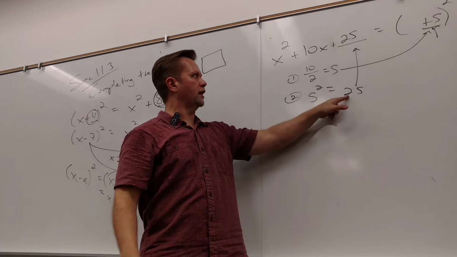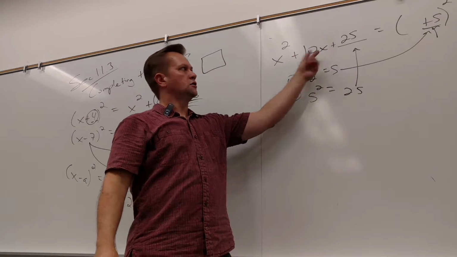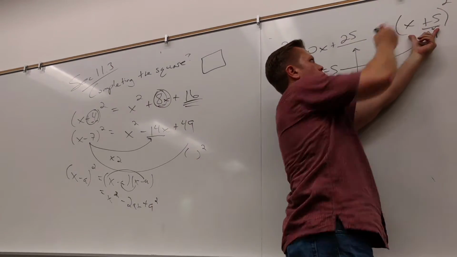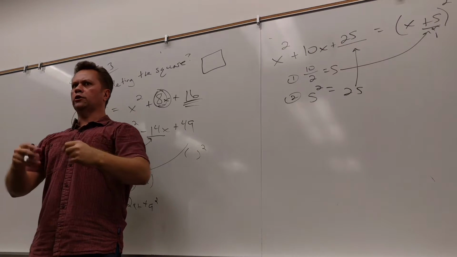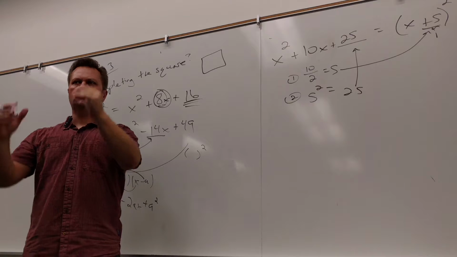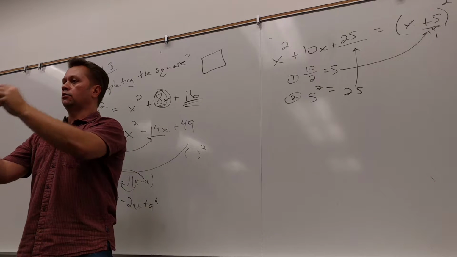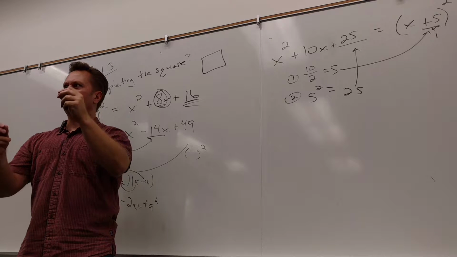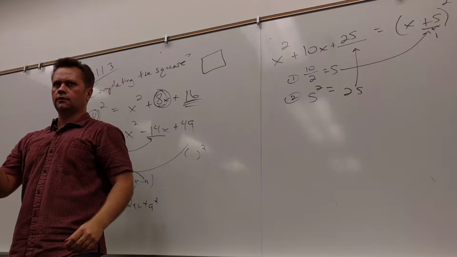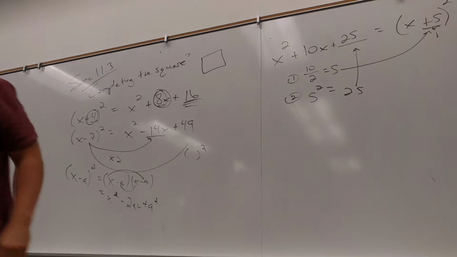So that's the number that I need to add to this to make this work. That's why it's called completing the square. What do I have to add to this problem so that I can write it as a square? Completing the square. Good job, math people. Appropriate name. I like it. Let's do another one.